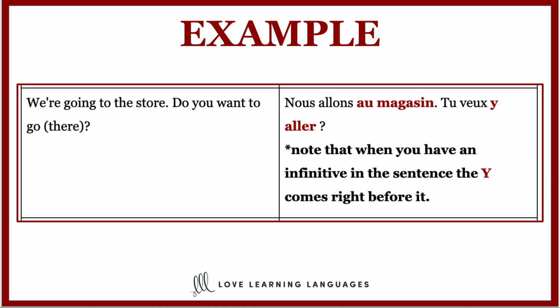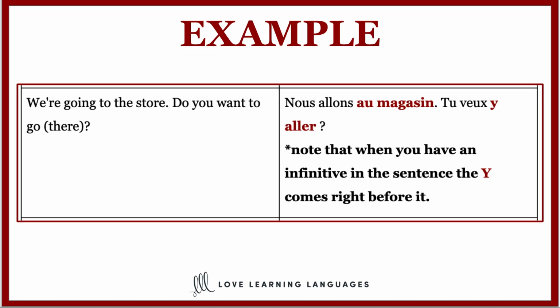So when you have an infinitive in this sentence, the y, or any other pronoun, is going to come right before it. And if you think about it, it's logical, right? Tu veux y aller. Why would we put the y in front of aller? Because you want to go there. So remember that the pronouns are always going to be placed in front of the verb that they're directly linked to in context and in meaning. D'accord?